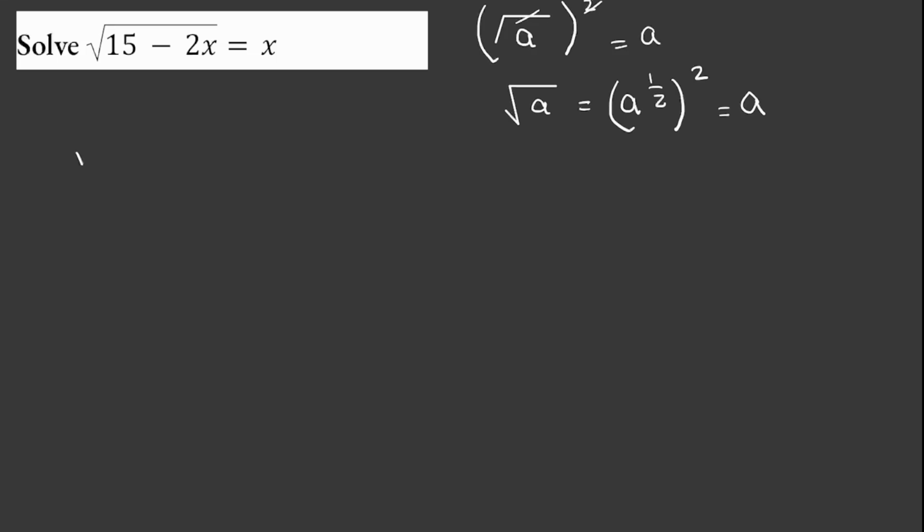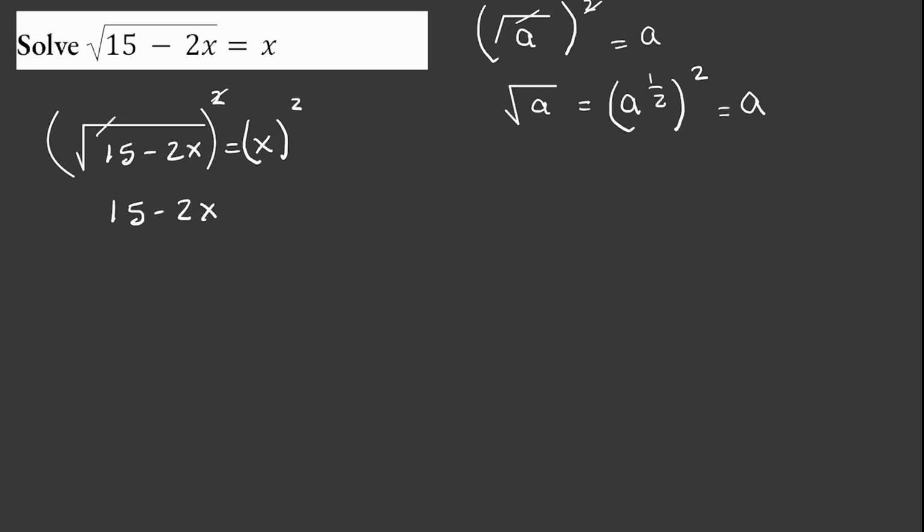So my first step, in order for me to get rid of the radical, is to take both sides of the equation to the power of 2. Now this power of 2 gets rid of the radical and I am left with 15 minus 2x on the left-hand side of the equation, equals x squared. Now again, I'm solving for x.